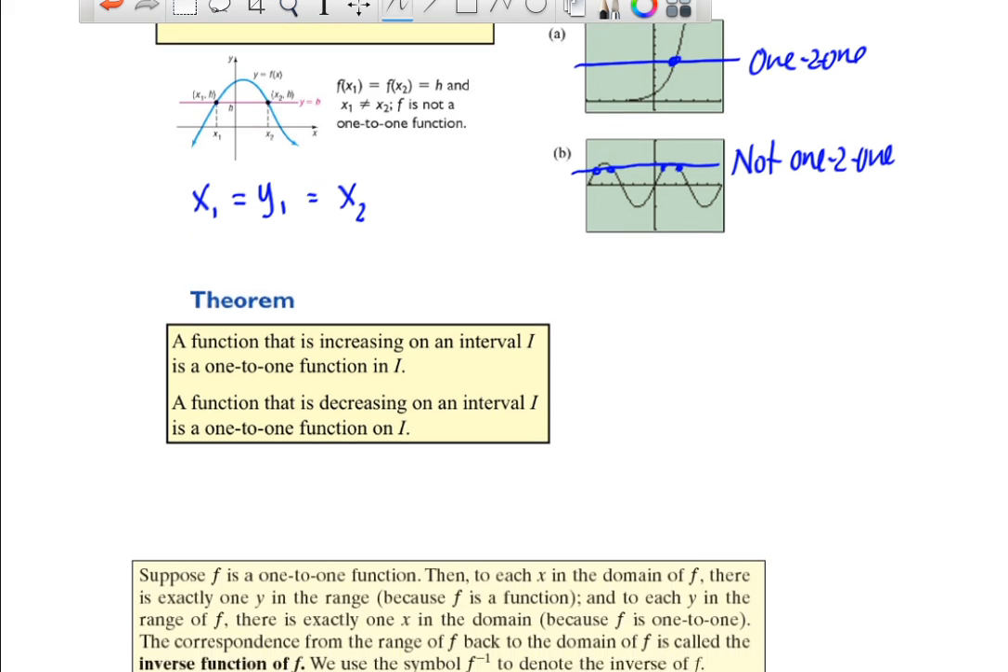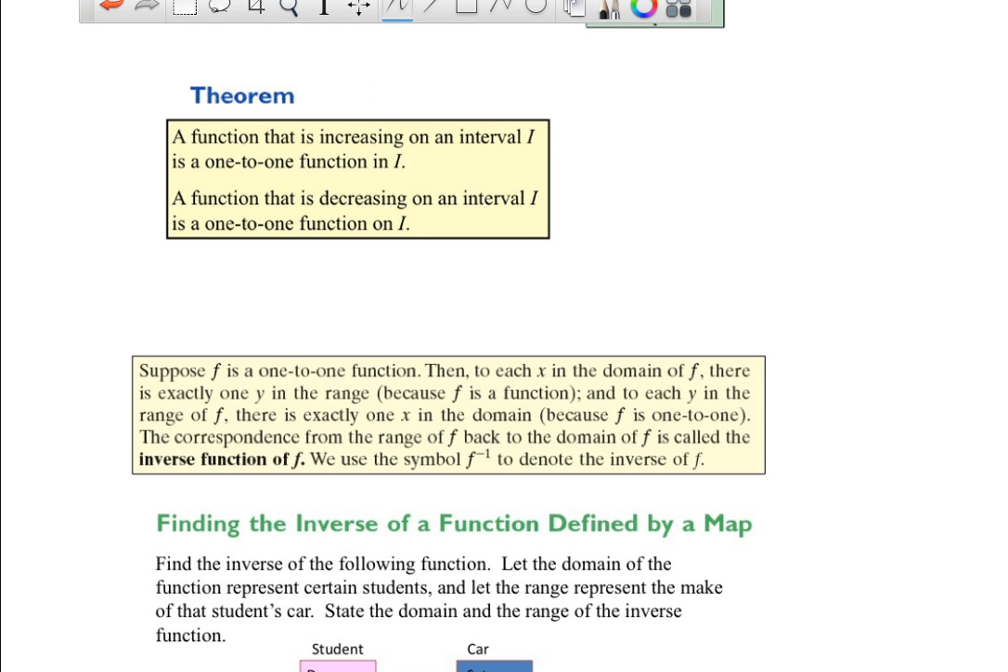Okay, that also leads us to a little theorem, and it says that a function that is increasing on an interval I is a one-to-one function on I. What they mean with that is the following. Let me draw a function here. This function is one-to-one because it passes the horizontal line test for all x, for x an element of all real numbers. This whole function is increasing over its entire domain.